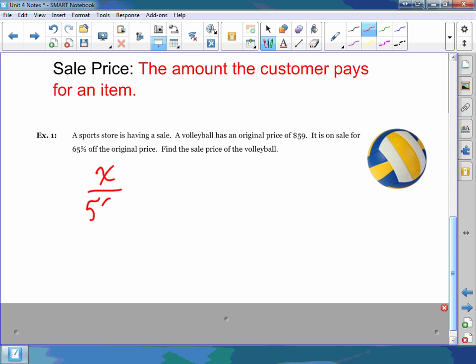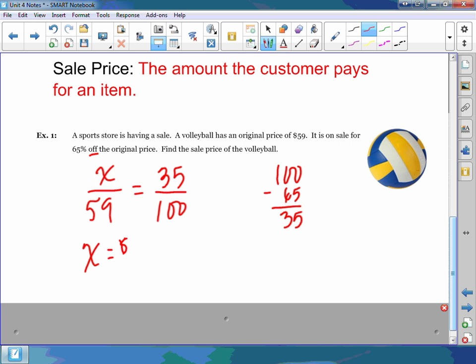X over 59, and you said 35 over 100. Now explain to us, I don't see a 35 anywhere in that set. Explain where that came from. Right. If there is no sale at all, if you pay full price for this volleyball, you're paying 100%. But Mara said, well, it's 65% off of that price. So that means you're only paying 35% of the total amount of $59. And when you solve this proportion, you're going to get $20.65.